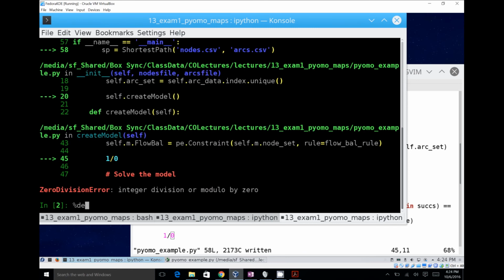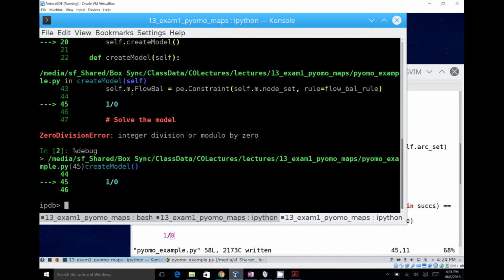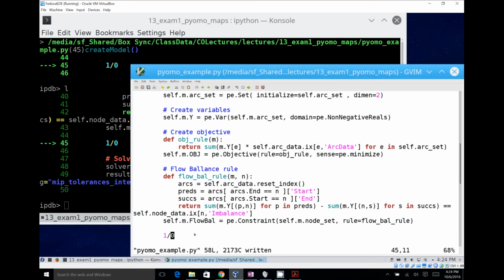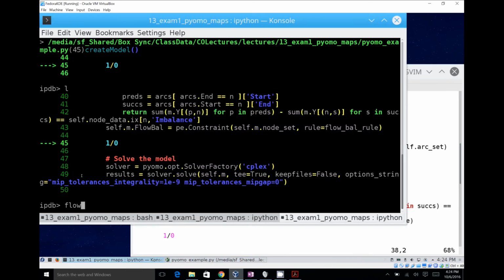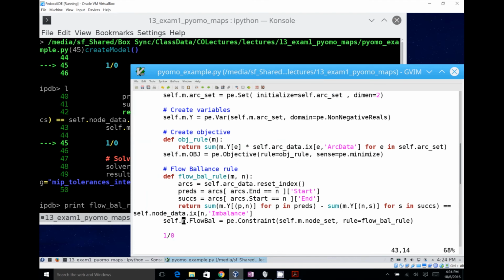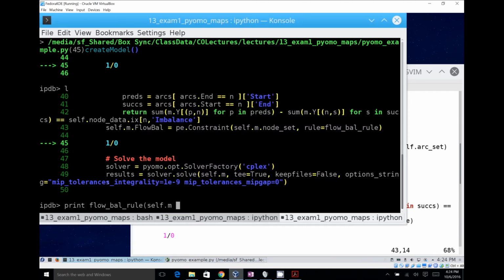So I get the division by zero error that I put in there. And that drops me right in this spot in the code. And the first thing I want to do is show you how Pyomo calls this function. Okay? So let's just call flow balance rule with self.m. So self.m because that's my model object, and that's the first thing that's going to get passed in there. And then the second argument is going to be a node name.